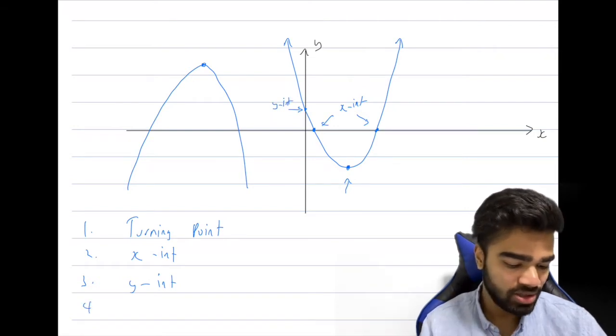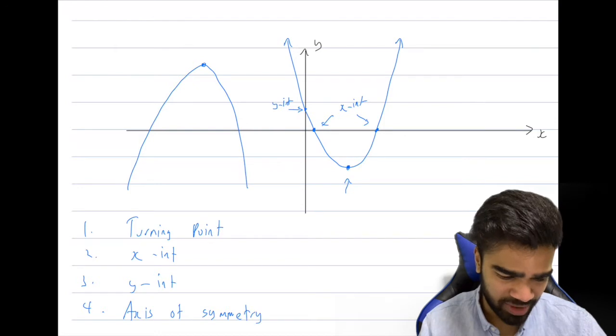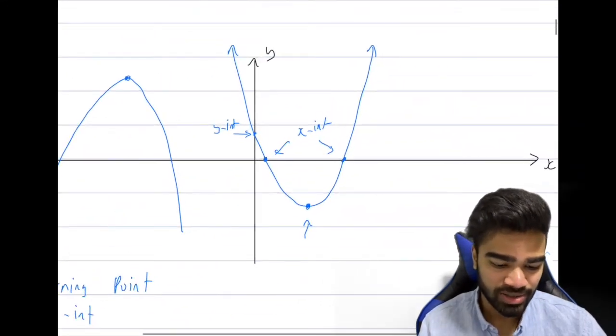And the last thing you need to know is the axis of symmetry. Symmetry, I don't know how to spell symmetry. Pretty sure that's it, but if that's wrong, don't blame me. Not an English tutor.